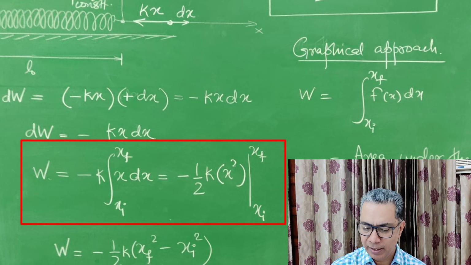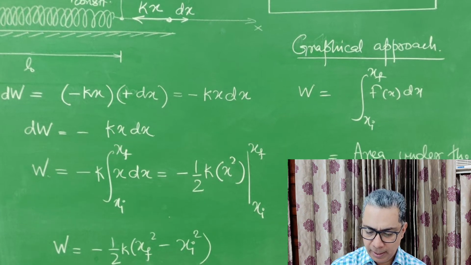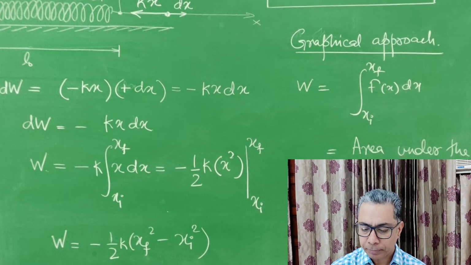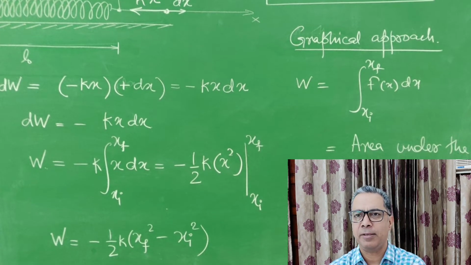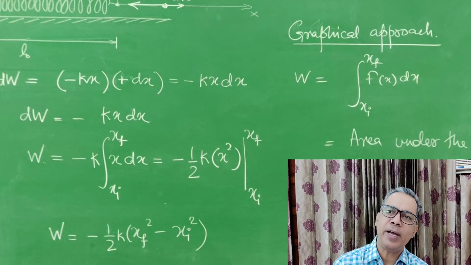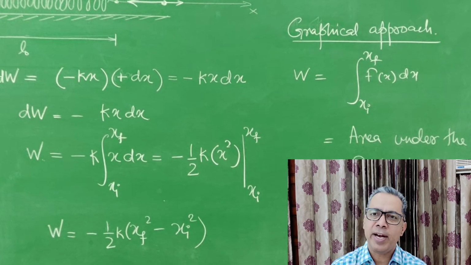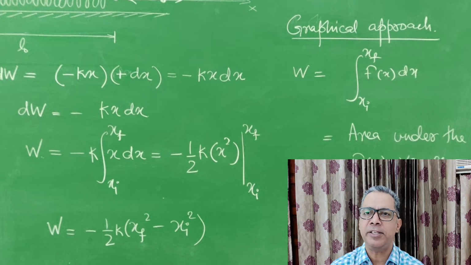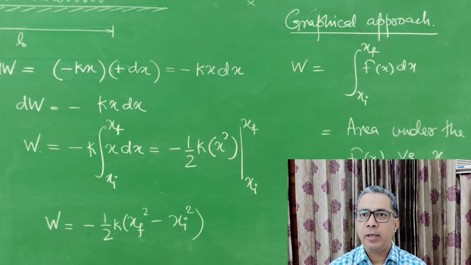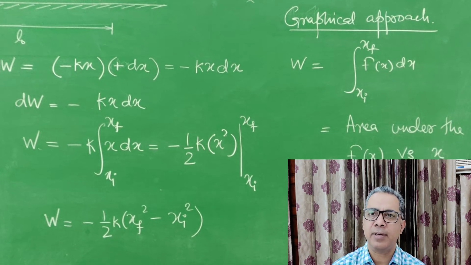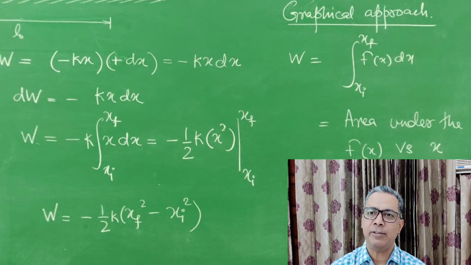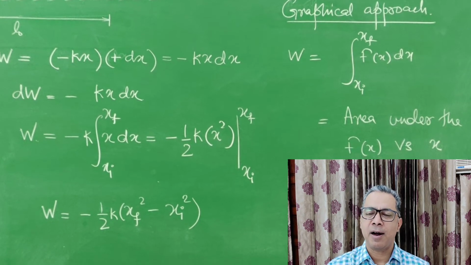and that's equal to minus half k (xf square minus xi square). If you take the minus sign inside the bracket, you end up with half k xi square minus half k xf square, where xi and xf are the initial and final extensions of the spring. You should remember this expression as a formula for calculating work done by a spring, because spring questions are asked very, very frequently.